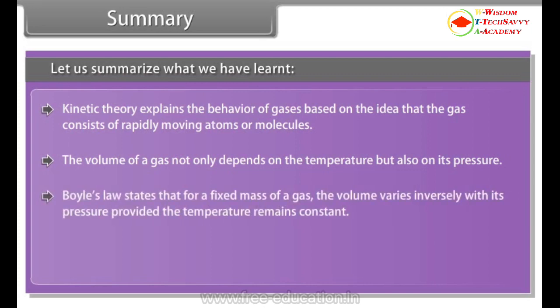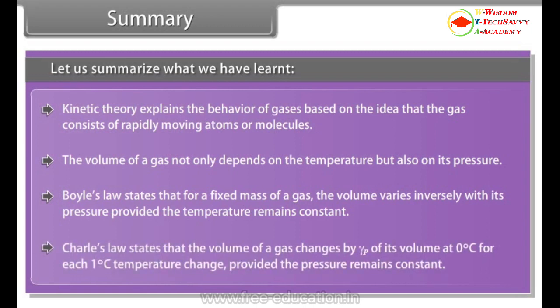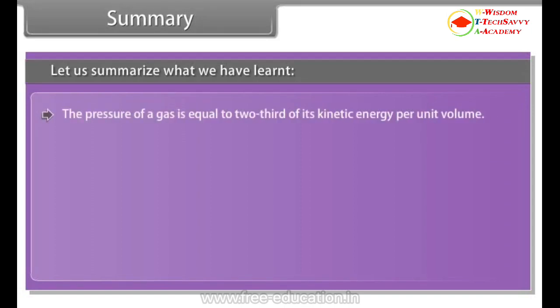Boyle's law states that for a fixed mass of a gas, the volume varies inversely with its pressure provided the temperature remains constant. Charles' law states that the volume of a gas changes by gamma p of its volume at 0 degrees centigrade for each 1 degree centigrade temperature change, provided the pressure remains constant. The pressure of a gas is equal to 2/3 of its kinetic energy per unit volume.